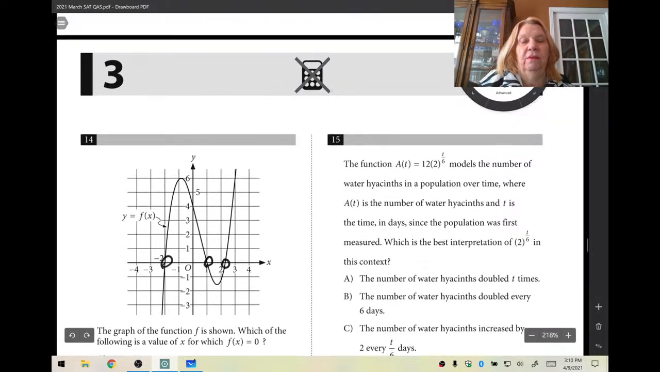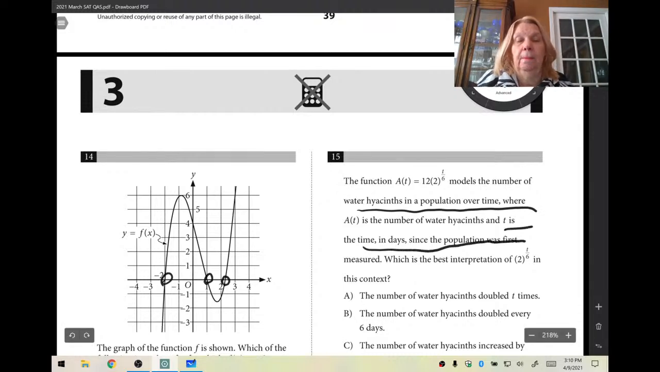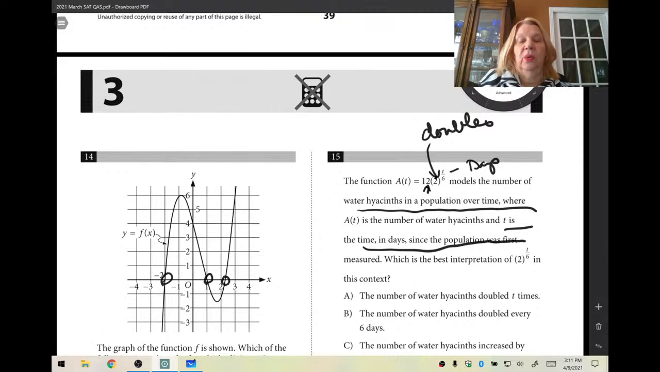And we're going to do this in the function lesson. The function a of t is 12 times 2 to the t over 6, the water hyacinths in a population over time. T is the time in days. So this means basically we start off with 12 hyacinths. That's where we start. It doubles. That's the rate. And we need to get this in days. We need this to be a 1. So it didn't just double. It's going to double every 6 days, because that'll change this to a 1.